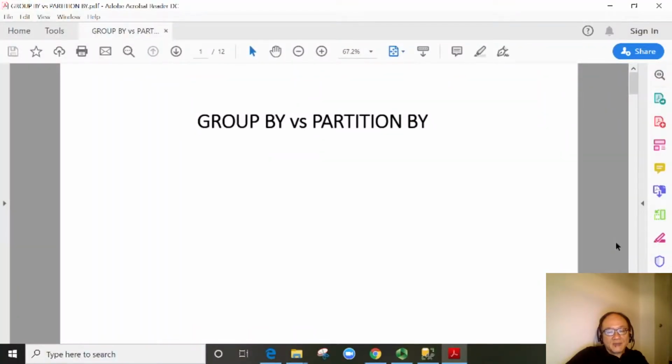Group by and partition by are used a lot when we do data work. There have been many questions about them. Some common questions are, what are the differences between group by and partition by? Or can they be used together? Let's try to answer these questions.